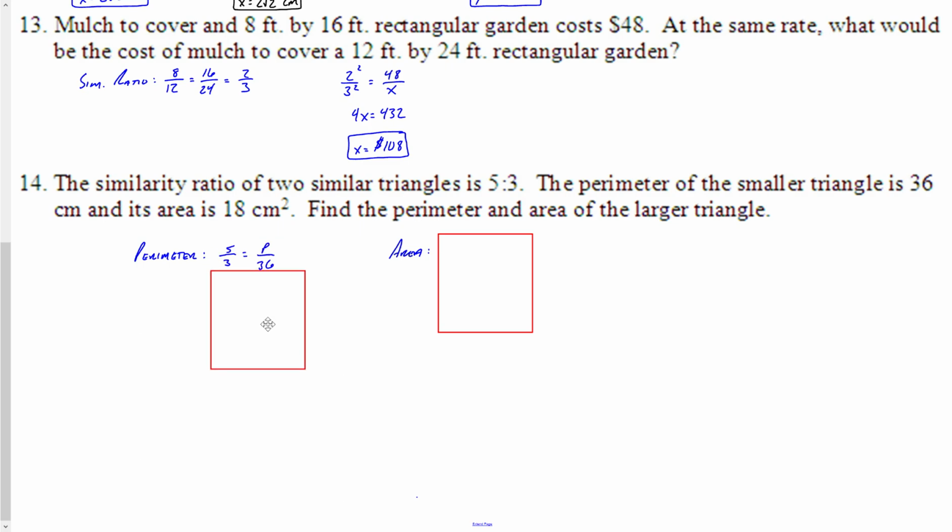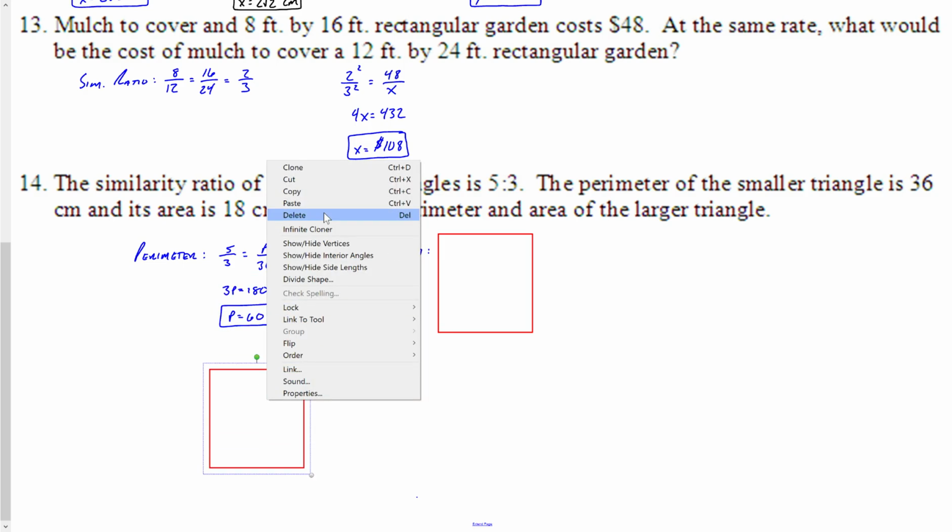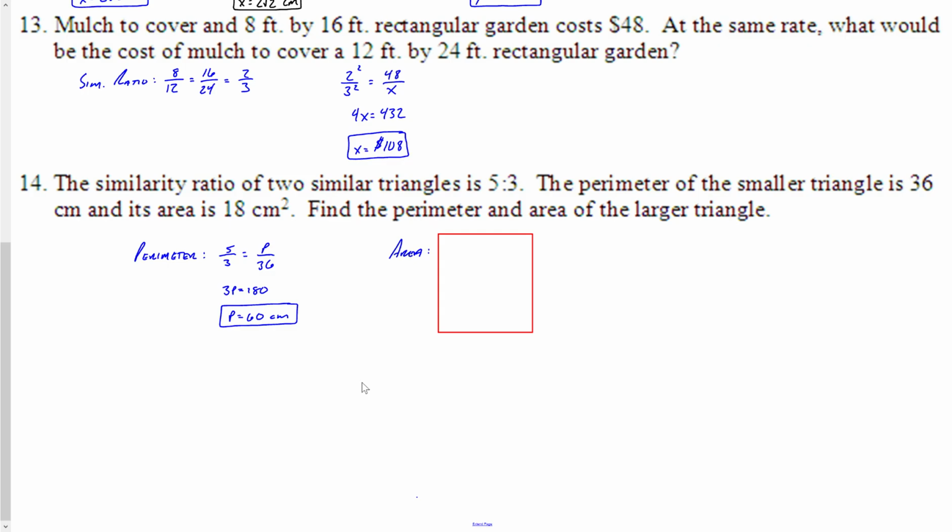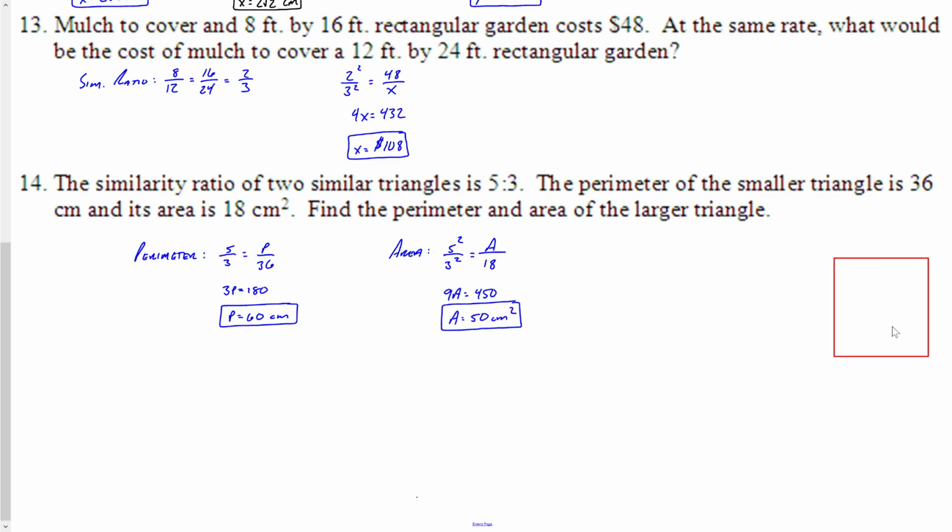When you set up a ratio for your perimeter, you can just use your similarity ratio, because remember, ratio of perimeters is the same as the similarity ratio, so you don't have to square it. So then when you cross multiply and solve, your perimeter that you should find would be 60 centimeters. Area now, you have to make sure you square that similarity ratio in your proportion. And then when you solve, the area would be 50 square centimeters. Again, double check those labels. Make sure they are correct and appropriate for perimeter and area.